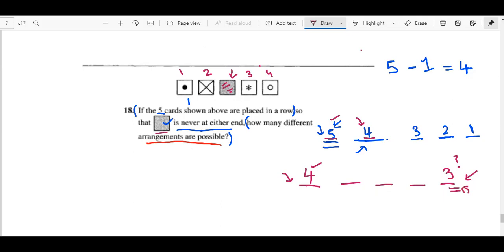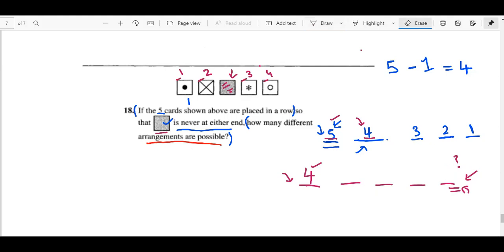I have to make sure that for the first slot and for the last slot, I only pick up numbers from 1, 2, 3, and 4 from these options. That is why. Look, let me do it otherwise.